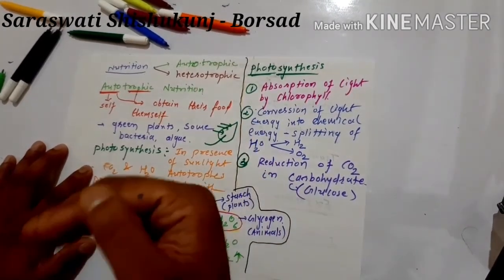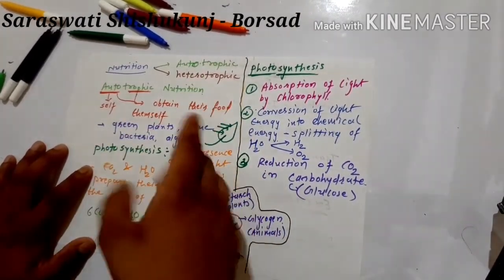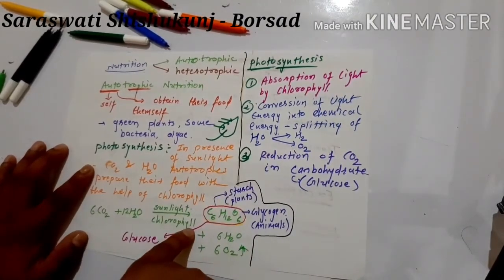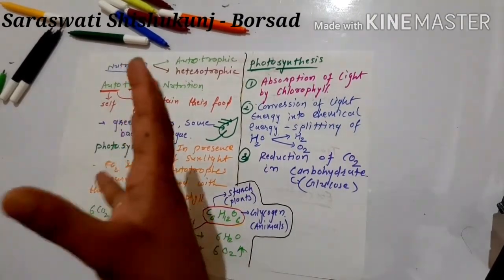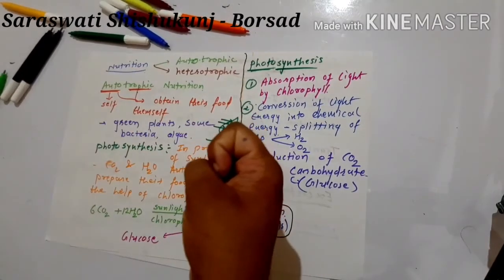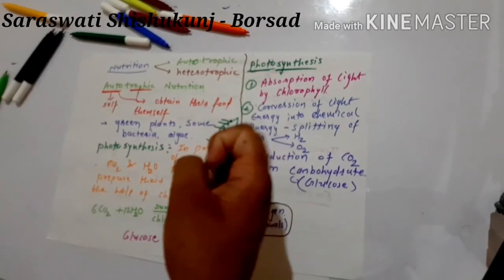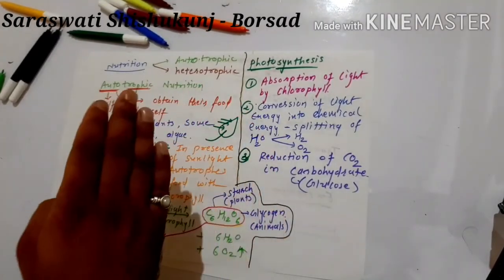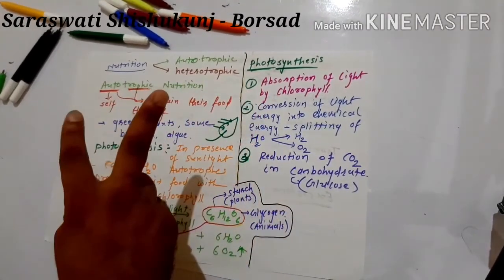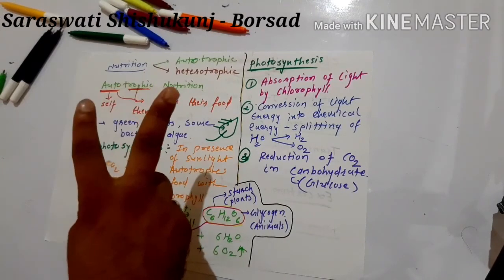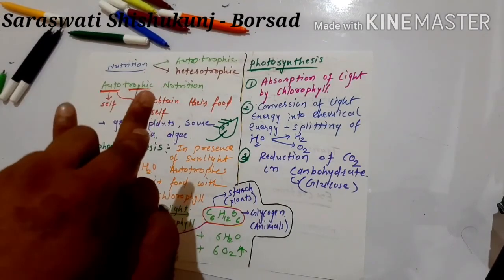Photosynthesis generally happens in three steps. The first step is absorption of sunlight by chlorophyll. In the first step, the chlorophyll absorbs the sunlight. In the second step, that absorbed light energy will be converted into chemical energy, and when it is converted into chemical energy, there will be splitting of water into hydrogen and oxygen.